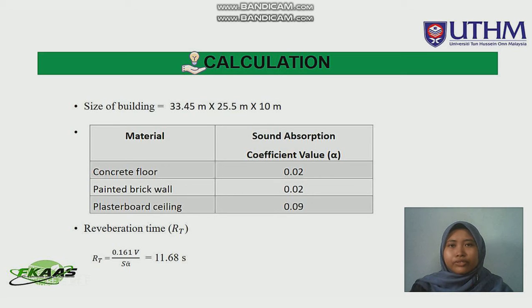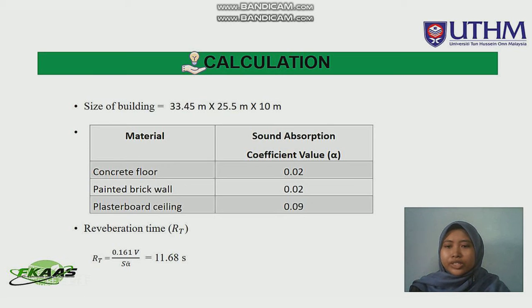The size of the hall is 33.45 meters in length, 25.5 meters in width, and 10 meters in height from the floor to the ceiling. The material used is a concrete floor with a sound absorption coefficient value of 0.02, a painted brick wall with a sound absorption coefficient value of 0.02, and a plasterboard ceiling with a sound absorption coefficient value of 0.09.